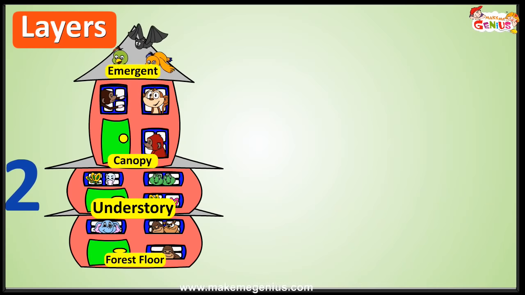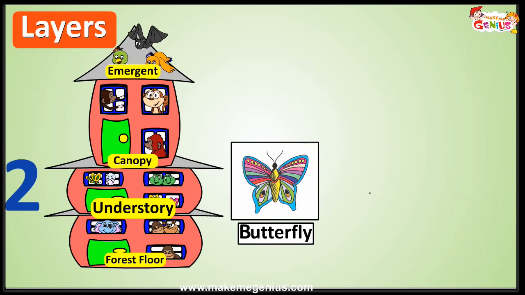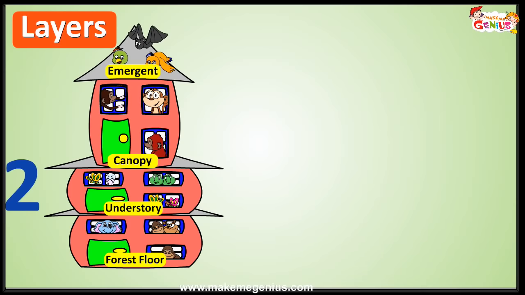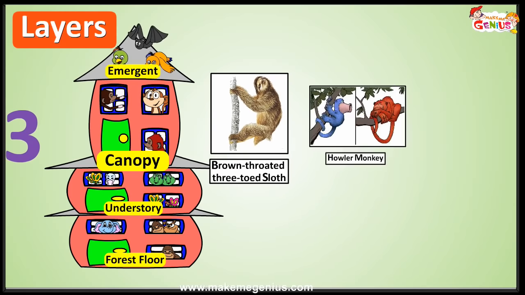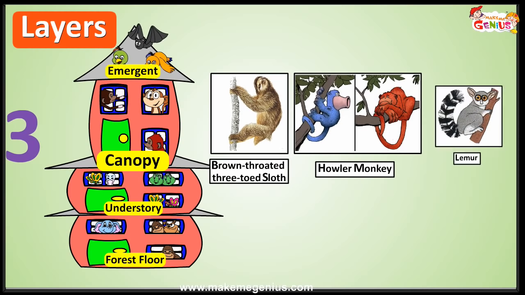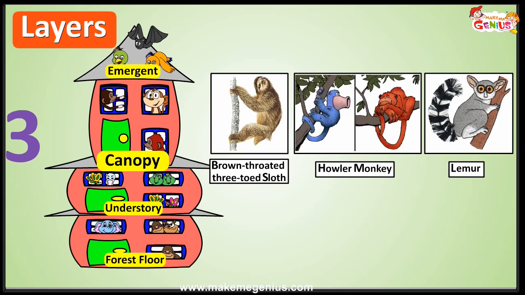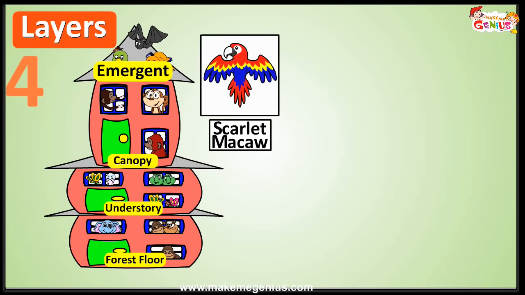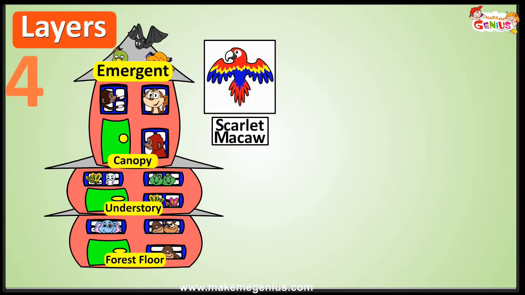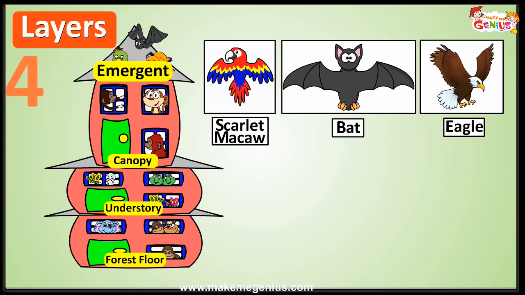Now, look at the understory layer. There are butterflies, snakes, and frogs. Hey, I can see a sleeping sloth in a canopy layer and a lot of monkeys too. Most of the animals live here and it's too noisy. And on the top, in emergent layers, most of the birds are there. And so famous scarlet macaw also lives in this layer? Yes, with many of its friends like bats, eagles, etc.